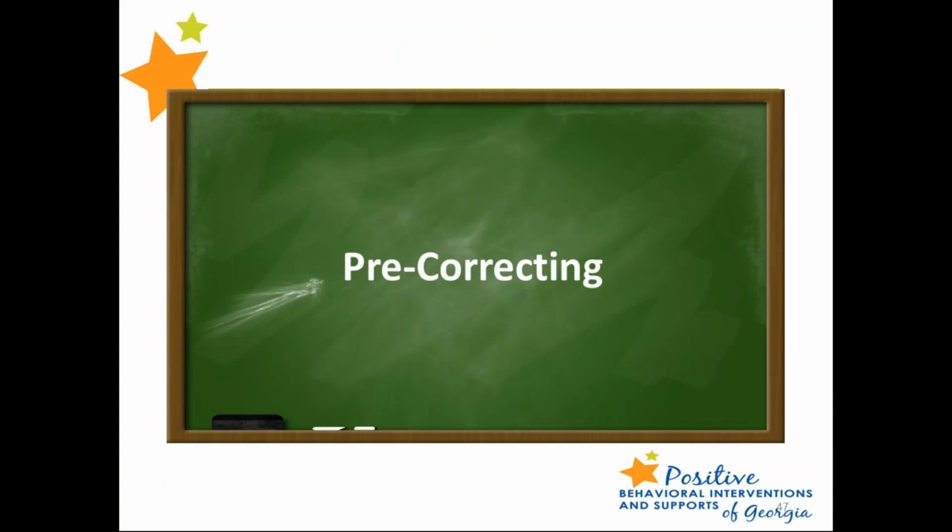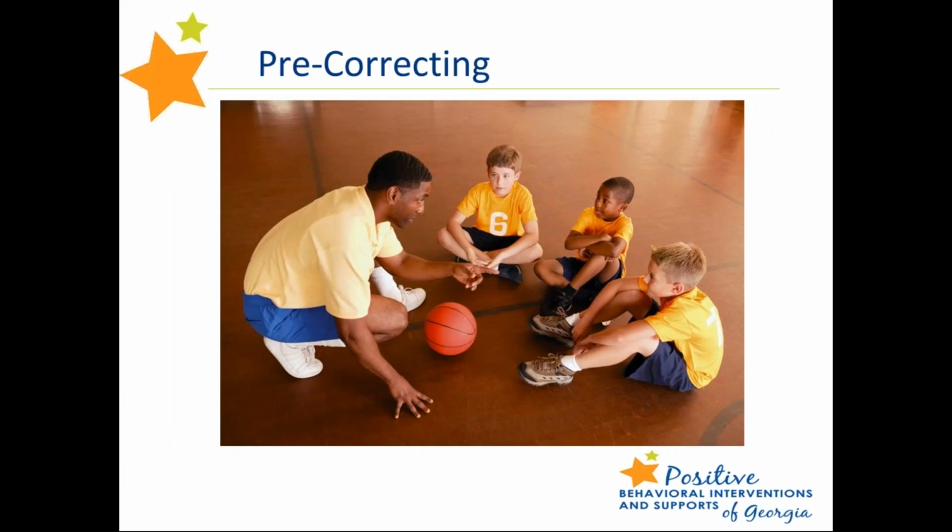Now you've created a classroom matrix and developed and taught your classroom procedures. How do you get your students to follow your procedures on a routine basis? The answer is pre-correcting. Just as a coach reviews the key parts of a play before sending his or her players onto the court, teachers use pre-corrects to review the key expectations for upcoming activities.